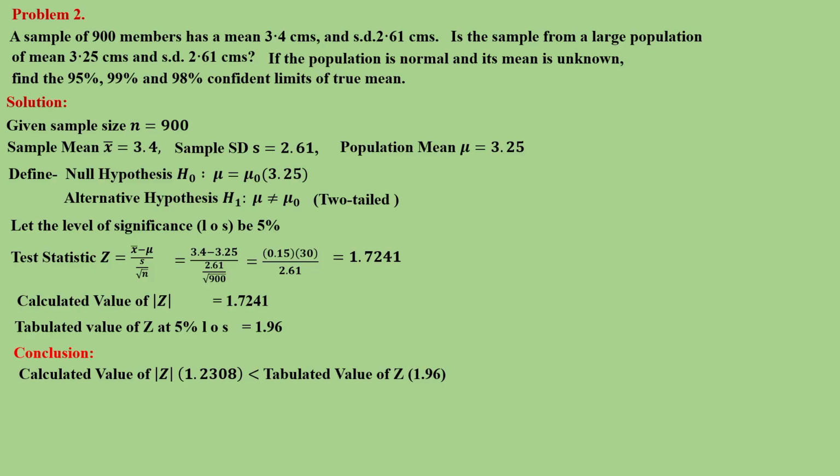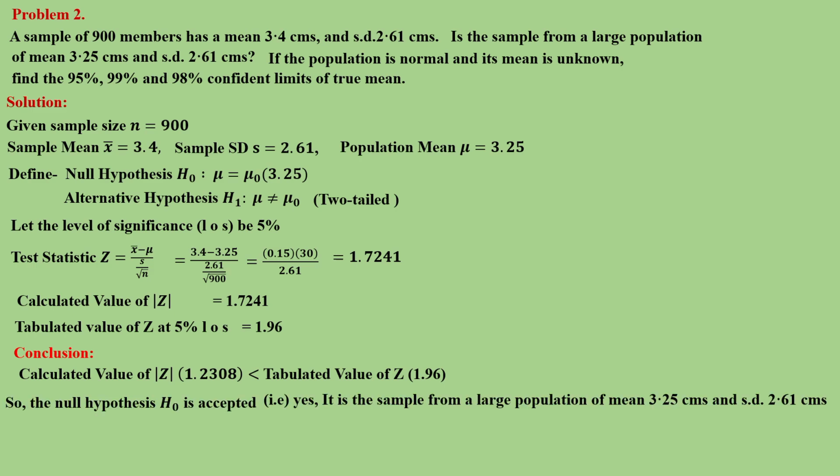So calculated value is 1.7241, which is less than 1.96. So the null hypothesis H naught is accepted. Yes, it is a sample from the large population of mean 3.25 centimeter and standard deviation 2.61 centimeter.